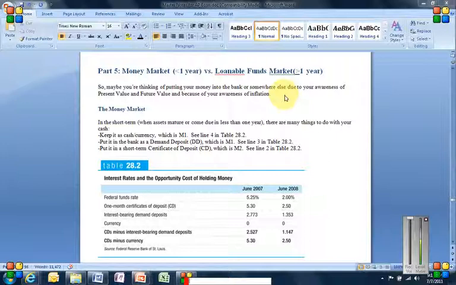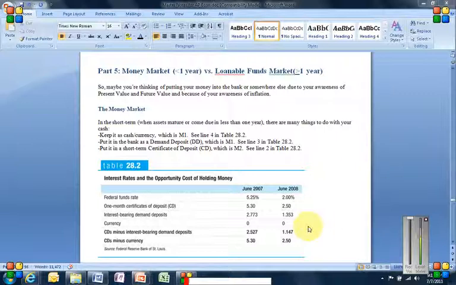So let's start with the money market. It's considered the short term. And in the short term, when assets mature or come due in less than 1 year, there are many things you could do with your cash. You could keep it as cash or currency, which, as you recall, is considered M1. And M1 is in table 28.2 down below here.